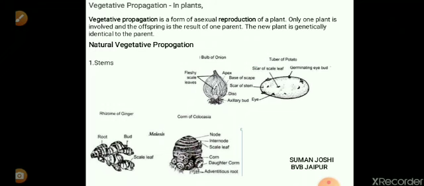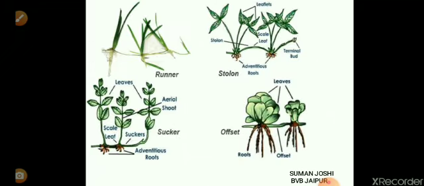Corm is actually the condensed rhizome only. The condensed rhizome where the nodes and internodes are condensed, and a very common example of corm is colocasia, which is also known as herby, or jamaican, that is amorphophallus. Now these all were the examples of underground stem. Now the vegetative propagation through stem of subaerial.